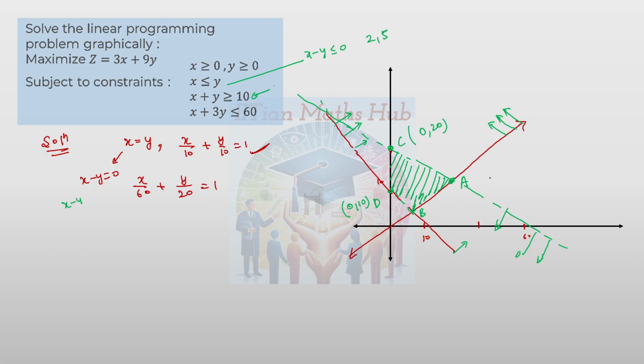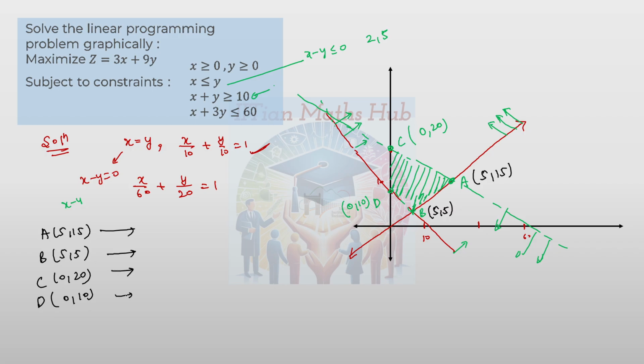5 comma 5 and 15 comma 15, yes. So this is 5 comma 15. This is 5 comma 5, correct, right? So now just find out the points. So let's say A is 5 comma 15, B is 5 comma 5, C is 0 comma 20, and D is 0 comma 10. So let's find out the Z value on each of the points.